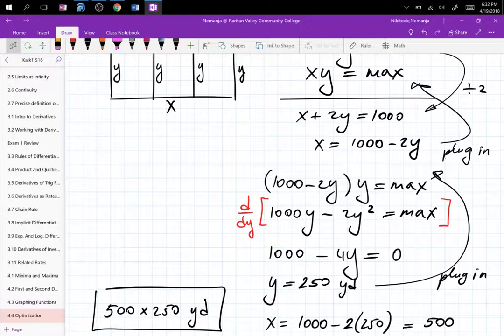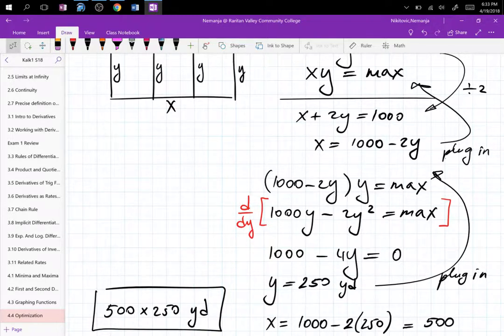So now think about it. 500 plus 500 is 1,000. 250, 250, 250, 250. Another 1,000. 1,000 plus 1,000, 2,000 of fence available. So calculus does these things for us, and as a farmer, now we know how to fence these things off.